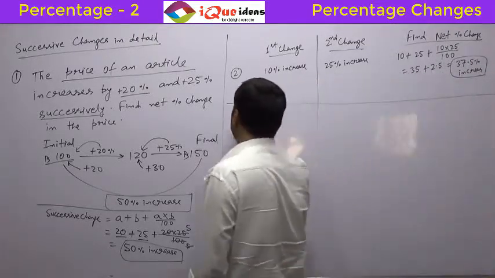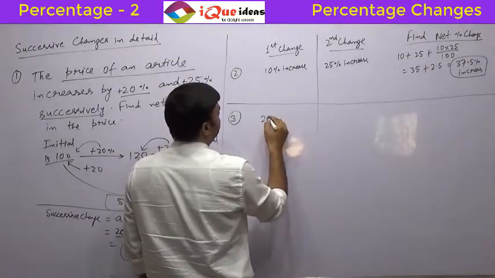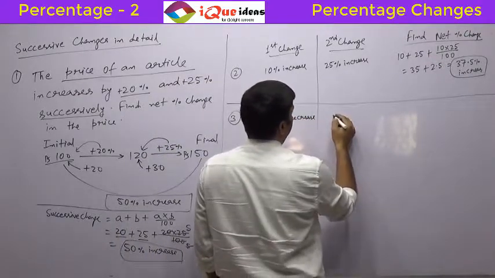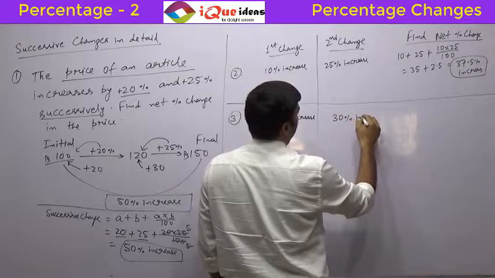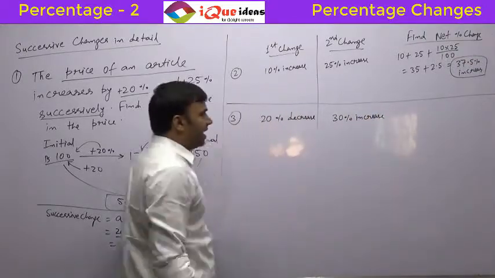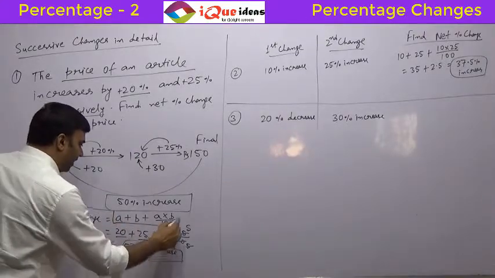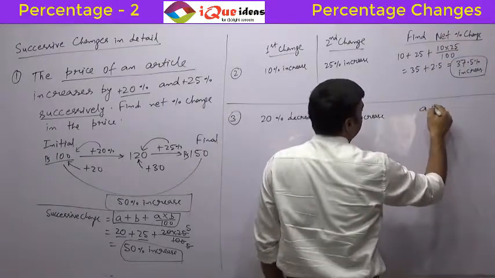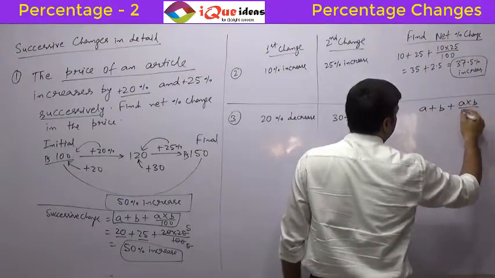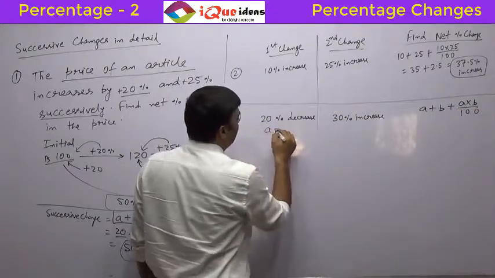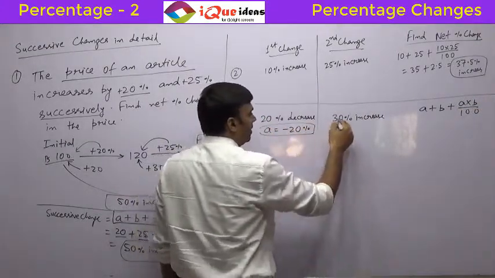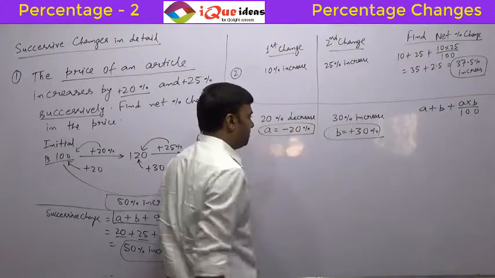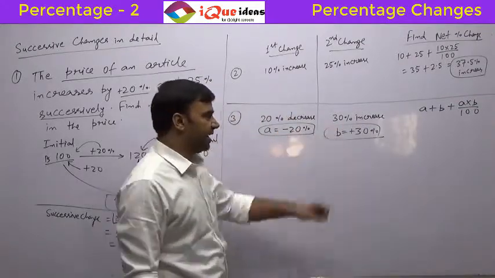Let's take another question. If I say 20% decrease and 30% increase, now what will happen? Let's see. So our net change formula is A plus B plus AB by 100. We are taking successive only. But here we have to be really careful that A is minus 20%, B is plus 30%. So you have to mention the sign in the formula very clearly. Decrease has to be taken as negative change. Increment has to be taken as positive.